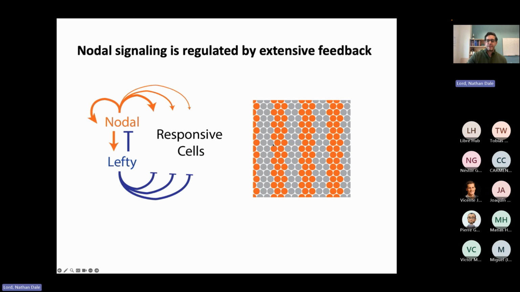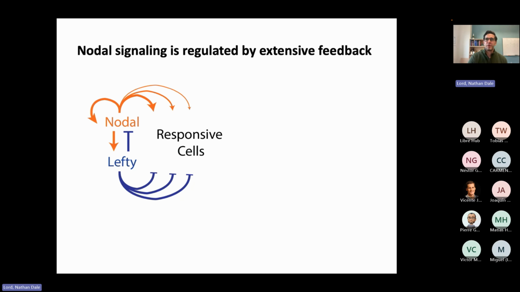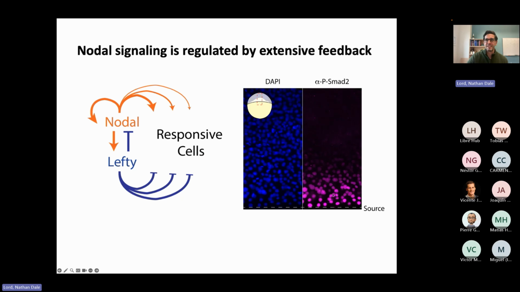But from my perspective, the puzzling observation is that if you take a look at what pattern this system actually makes in embryos, by staining for the activated form of that transcription factor as a readout of nodal signaling, you don't see stripes or spots or waves. You see a monotonically decaying gradient, which is strong at the source, weak at the top, and decays approximately exponentially.